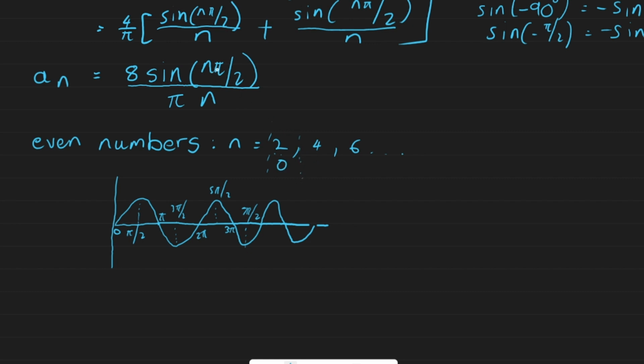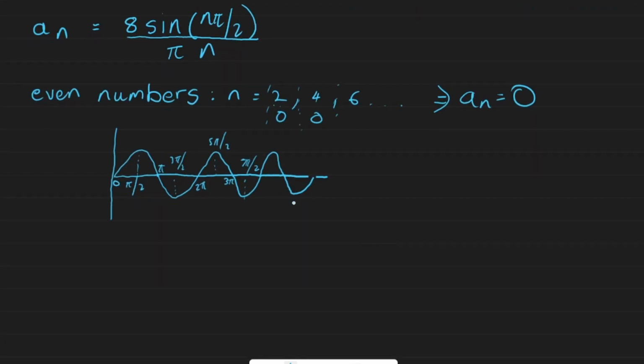If we substitute 4, we'll have 4 pi over 2, so 4 divided by 2 is 2, so we have sine of 2 pi. So sine of 2 pi is also 0, so you can see that there's a trend, and all of these things will be equal to 0. So for even numbers, we can generalize this and say that an is equal to 0, okay? So now what we're going to do is consider this for odd numbers.